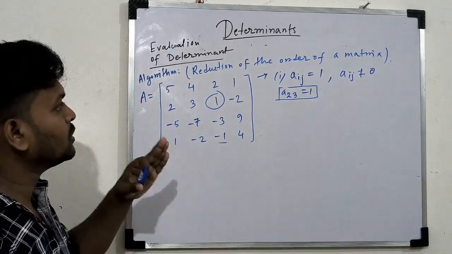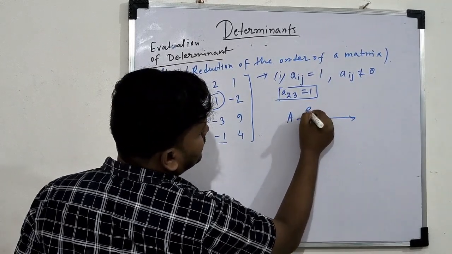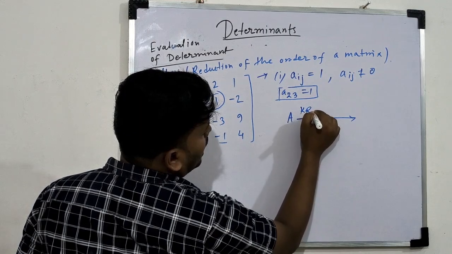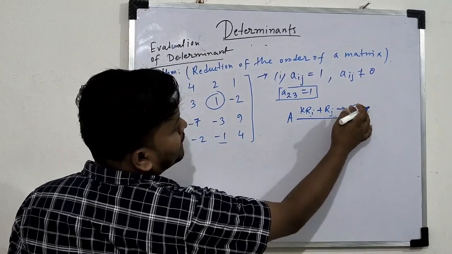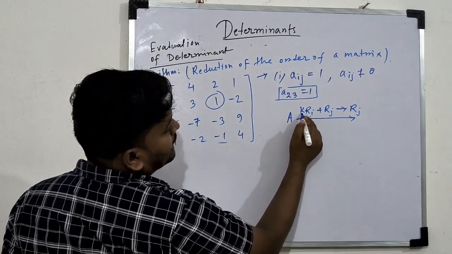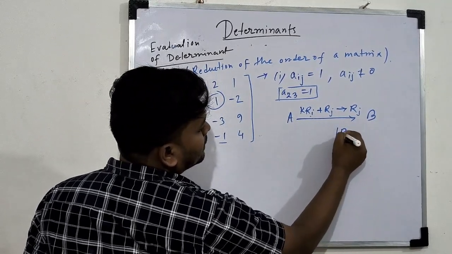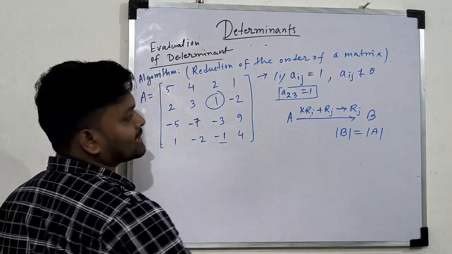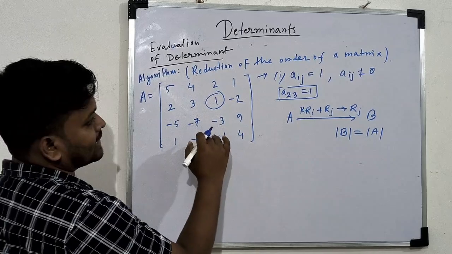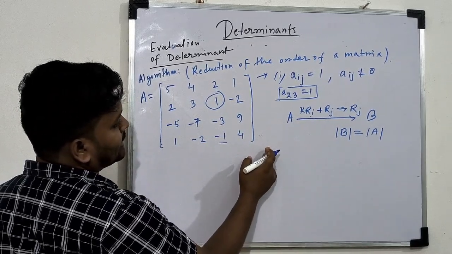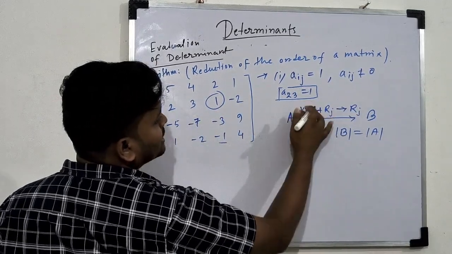So for that we will use row operations, and we know when we apply this type of operation, k into ri plus rj implies rj, that is when we replace row rj by k ri plus rj, and this matrix becomes b, then the new matrix b and the old matrix a have the same determinant. So to get 0 in all positions other than this 1, we will use this type of row operation.